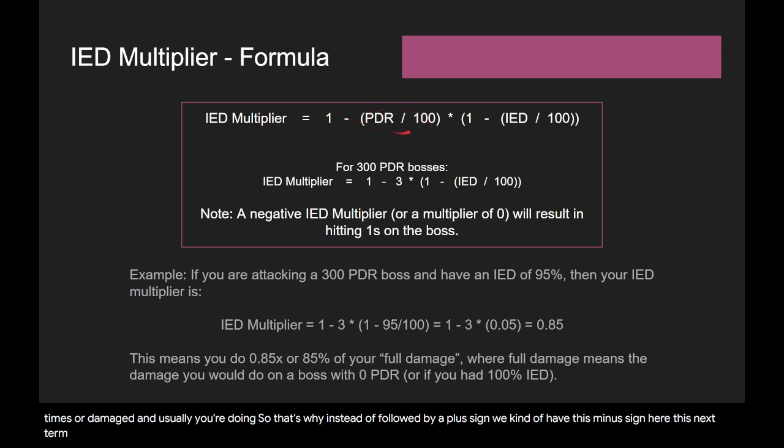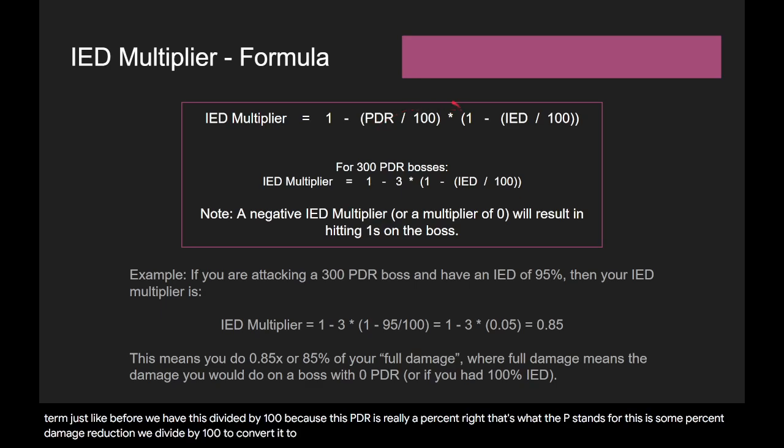This next term, just like before, we have this divided by 100 because this PDR is really a percent, right? That's what the P stands for. This is some percent damage reduction. We divide by 100 to convert it to a decimal.